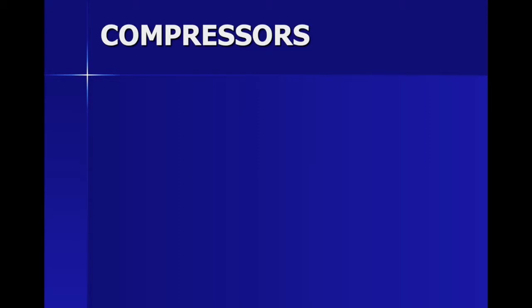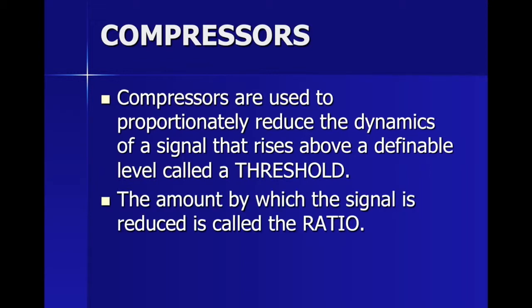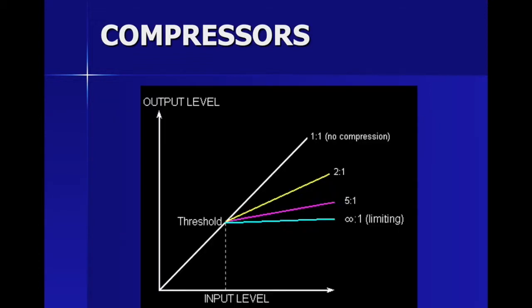So let's talk about the first one, compressors. Now, these proportionately, I'll just read this here, reduce the dynamics of a signal that rise above a definable level that we call a threshold. So once the input signal gets louder than a certain point, which we can usually set by a setting called the threshold, then the compressor kicks in and it starts to turn down the output stage. And that's turned down by an amount that is called the ratio. And the ratio controls how much we're going to turn it down. And I'll show you a graph on how that works in just a second. And there it is.